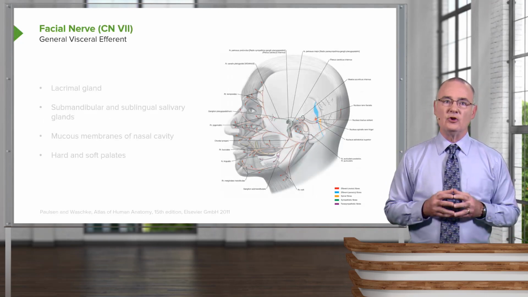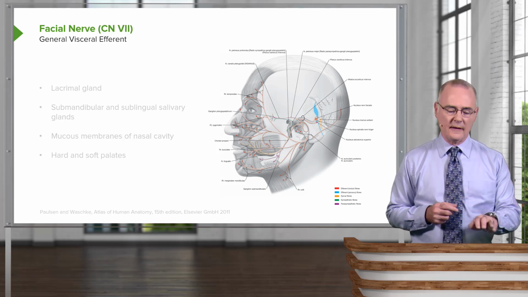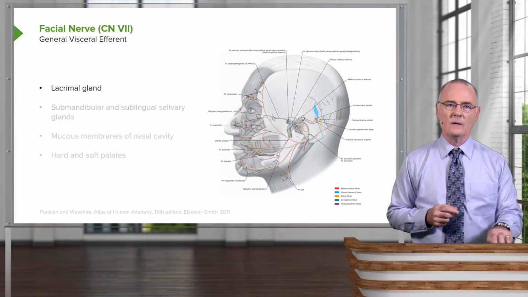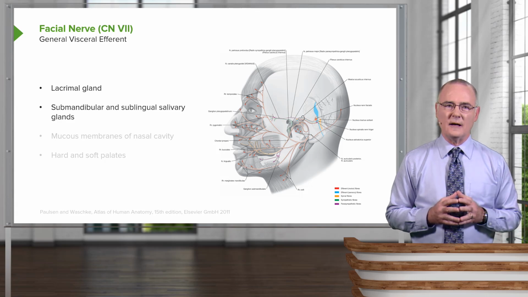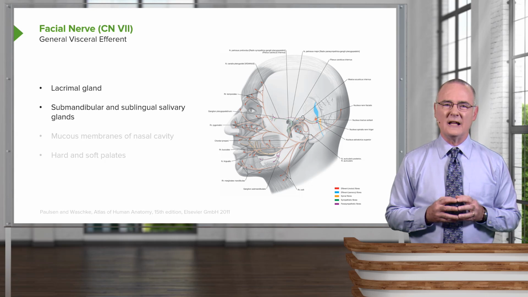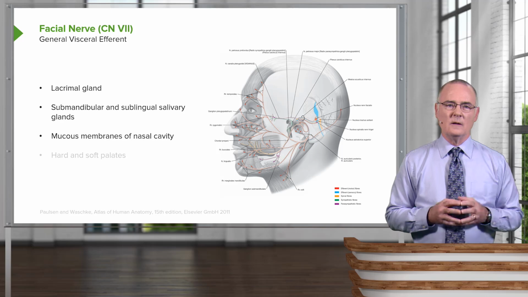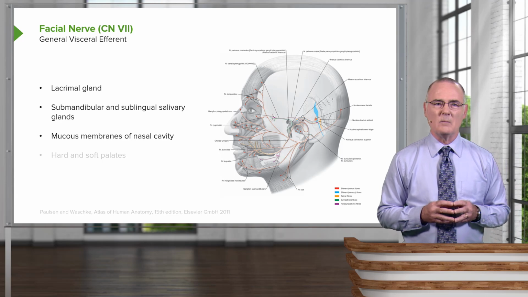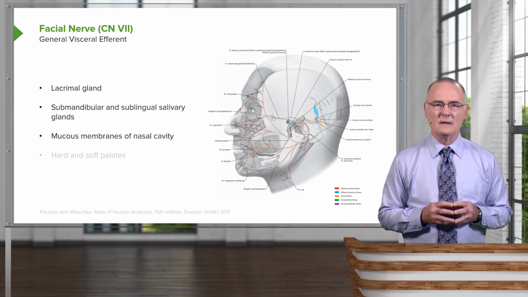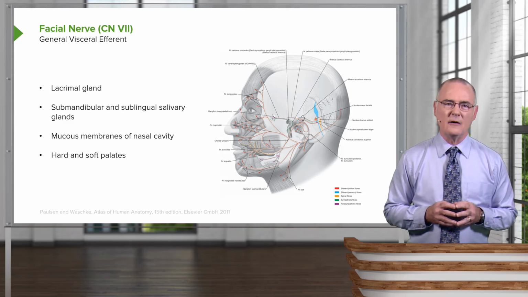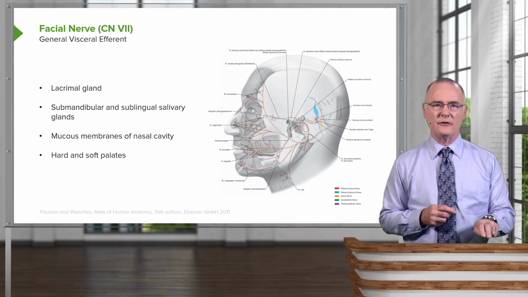With respect to general visceral efferents, the facial nerve is going to innervate the lacrimal gland through parasympathetics. It also innervates the submandibular and sublingual salivary glands. It's also responsible for innervating the mucous membranes of the nasal cavity and the area of the hard and soft palates.